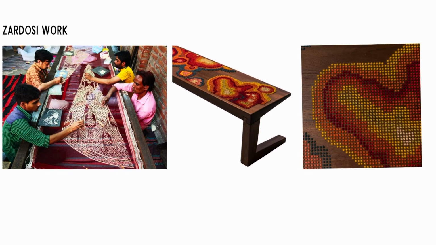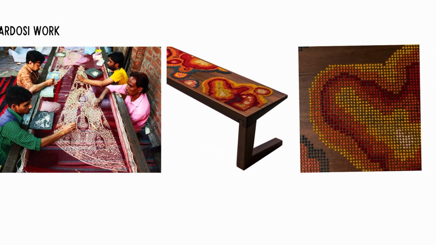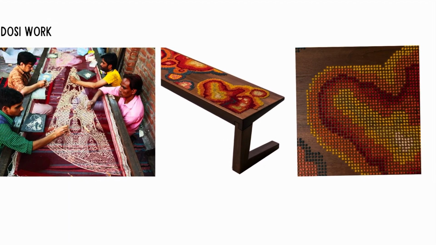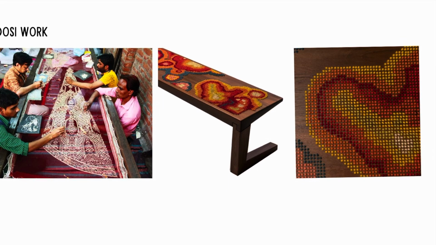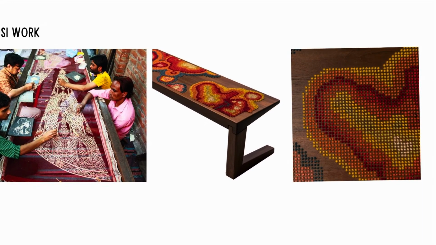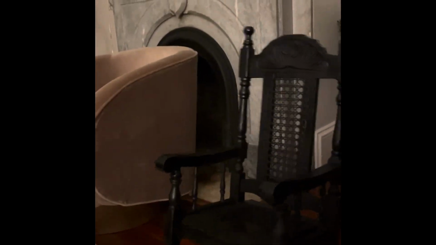So for this project, I decided to do Zardozi work. Zardozi work is textile work that uses very thin metal to weave into fabric, which makes it very rich and ornate. A designer, his name is Drusha Shroff, uses it in his furniture pieces, so I thought I'd have fun with that and experiment with it.